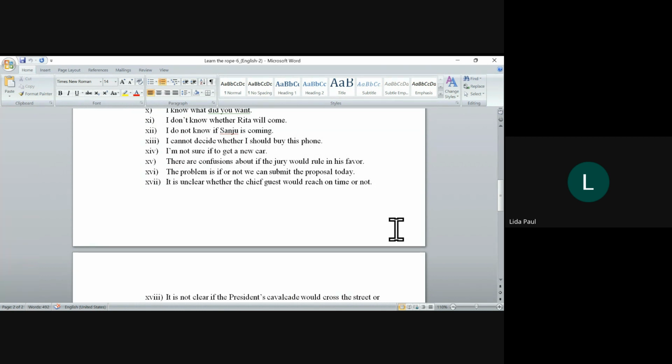The 14th one. I am not sure if to get a new car. It's not grammatical. So what would you replace if with?